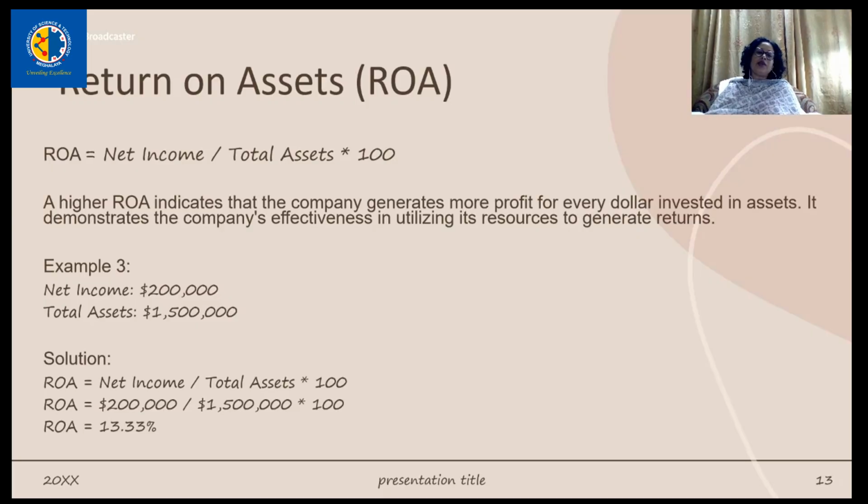Your net income, given in the example, is 2 lakh, and your total asset is given as 15 lakhs. So according to the formula, net income divided by the total asset into 100. After putting the values, 2 lakh divided by 15 lakh into 100, ROA, that is return on asset, is equal to 13.33%.